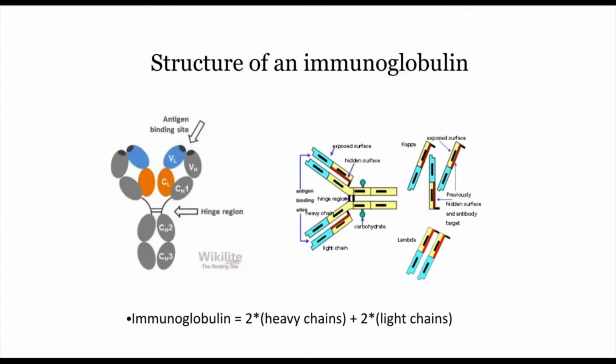On this slide is a picture of an immunoglobulin molecule. The important thing to understand here is that these immunoglobulin molecules have a modular structure. The modules in this particular case are light chains and heavy chains. And immunoglobulin G, the most common immunoglobulin in the body, is comprised of 2 heavy chains and 2 light chains.